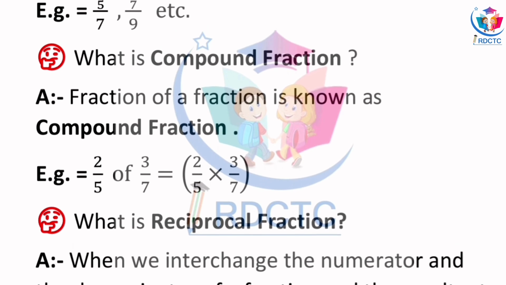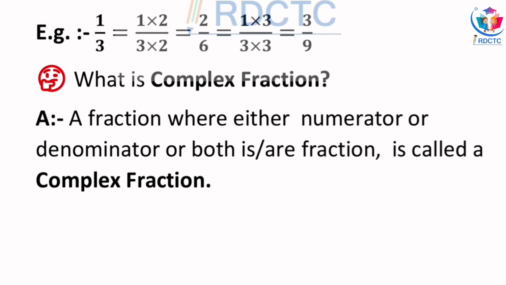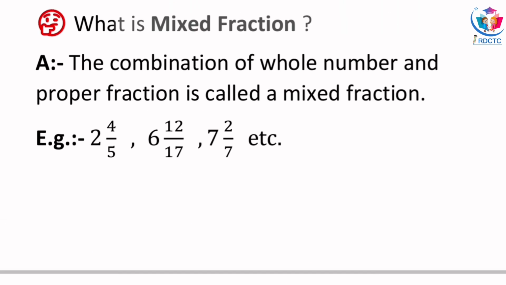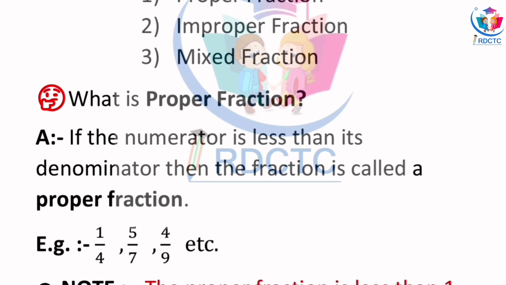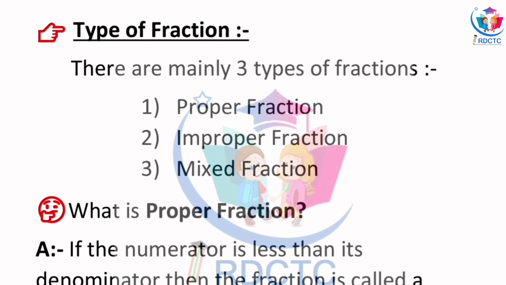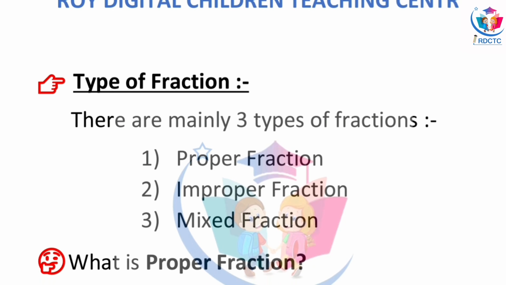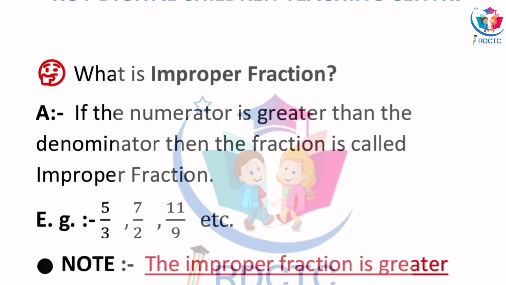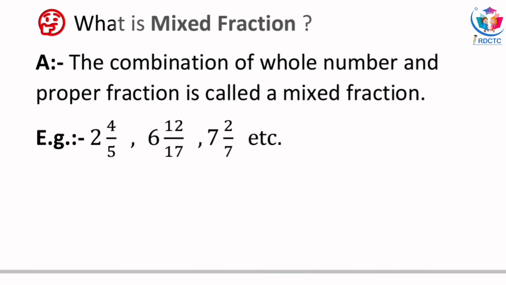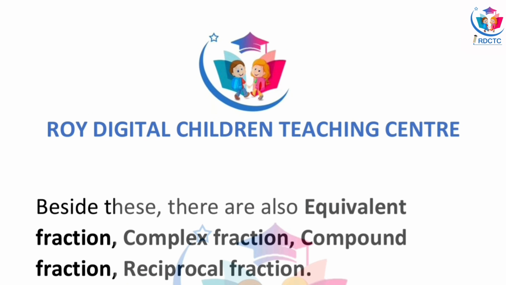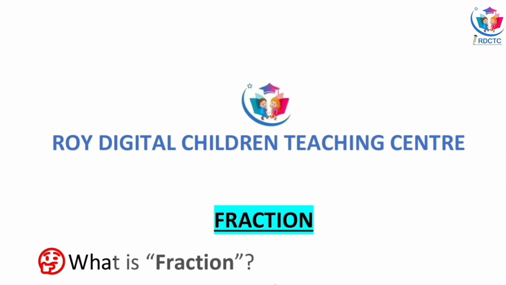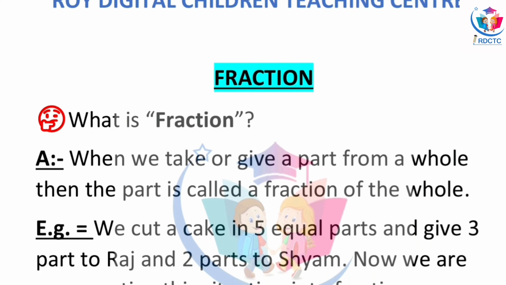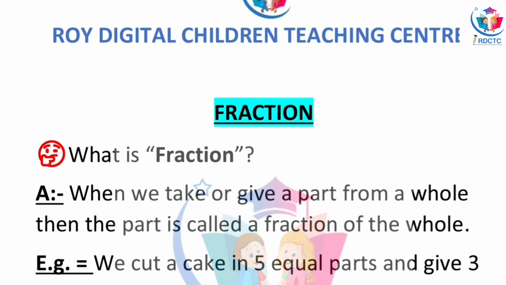I think now it is clear to all of you that the main three types of fraction are proper fraction, improper fraction and mixed fraction. Beside that, we also have other fractions. They are equivalent fraction, complex fraction, compound fraction and reciprocal fraction. In this part of this fraction chapter, we learned about the definition of fraction. Now I think it is clear to all of you what is fraction.